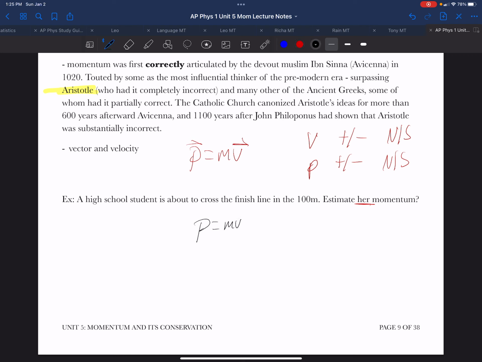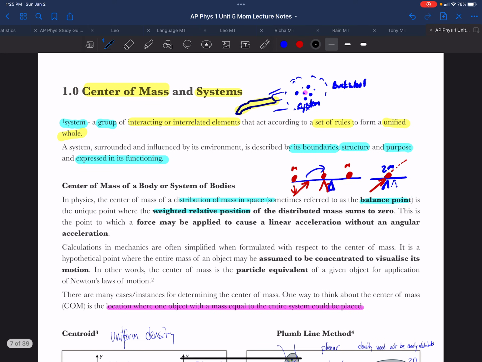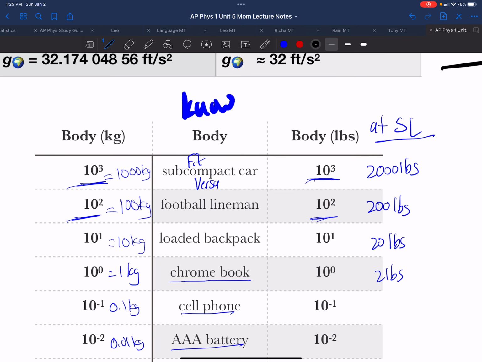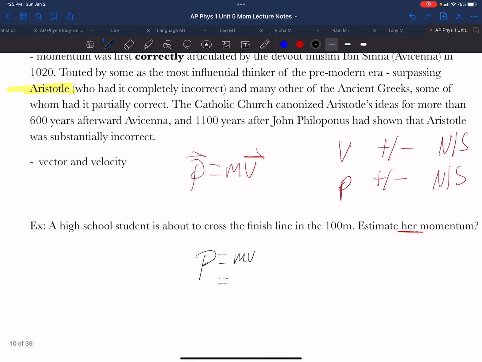p equals mv. All right, well, we need a mass. A mass of a high school student. We're not given it, but we could probably estimate it. Let's see. We go back to our table of masses that we could rely on off the top of our head. And we know a football lineman is 100 kilograms. A loaded backpack is 10 kilograms. So this female runner in high school is going to be somewhere between 10 and 100 kilograms. Maybe half the mass of a lineman. So maybe 50 kilograms.